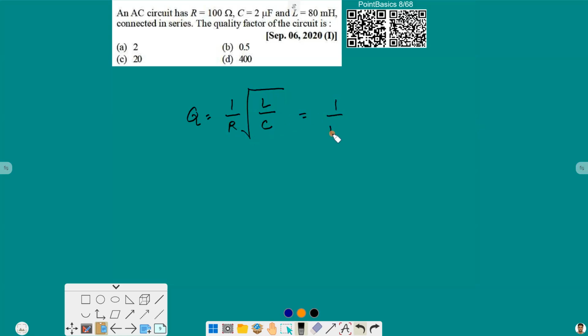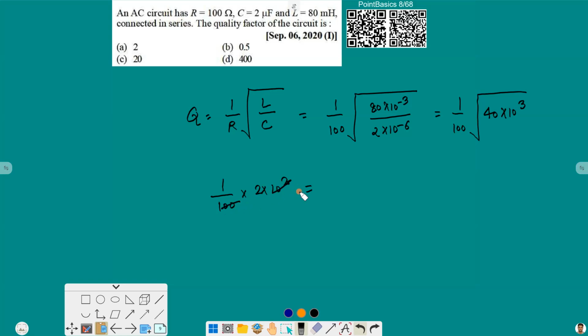So R is 1 by 100. L is 80 millihenry, so 10 raised to power minus 3, and the capacitor is 2 into 10 raised to power minus 6. So this will be 1 by 100, under root of 40 into 10 raised to power 3, or 4 into 10 raised to power 4. The square root of that will be 2 into 10 raised to power 2. So the answer will be 2. So option A will be the right answer here.